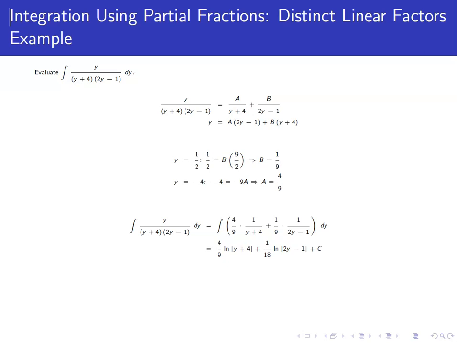In this video, we're going to look at an example of doing integration using partial fractions, where all the factors of the denominator are distinct linear factors. So let's say we have the integral of y over the product of y plus 4 times 2y minus 1. Since we have distinct linear factors in the denominator, we know that the partial fraction decomposition will be a constant over y plus 4 plus some other constant over 2y minus 1.